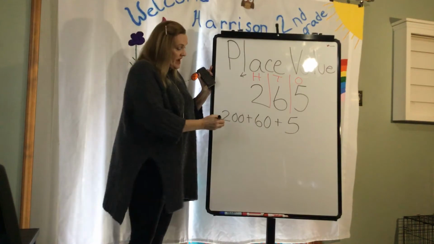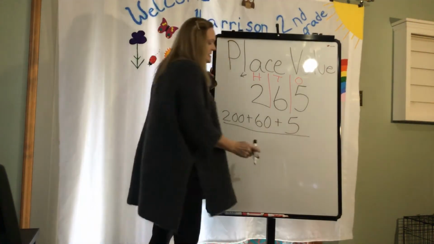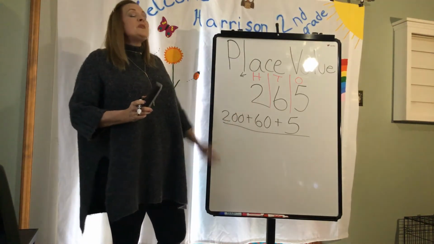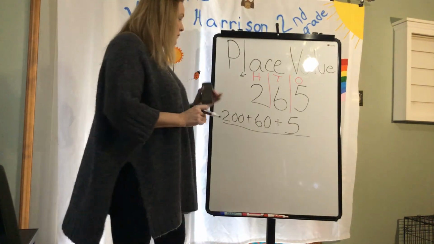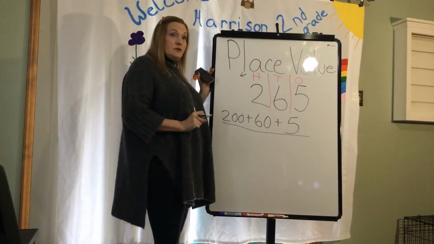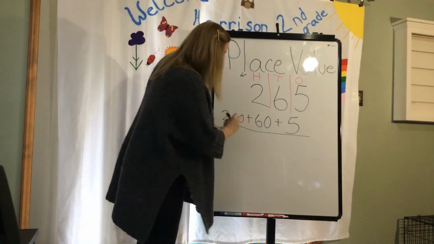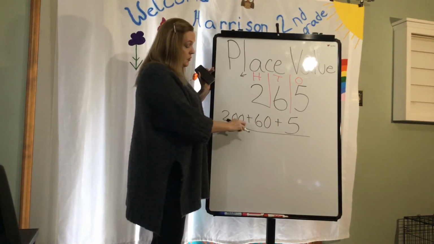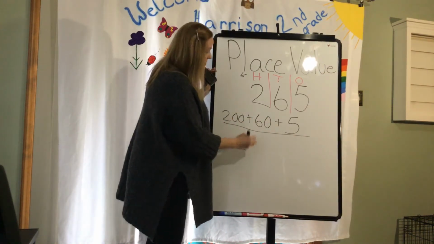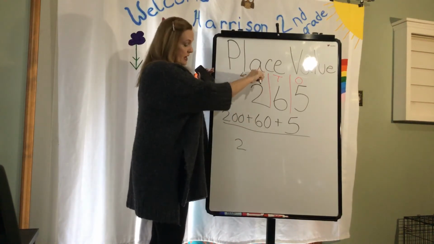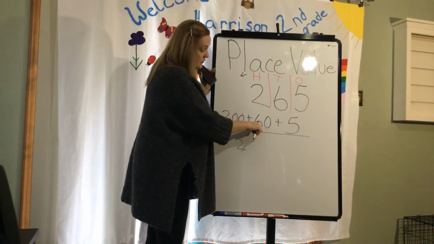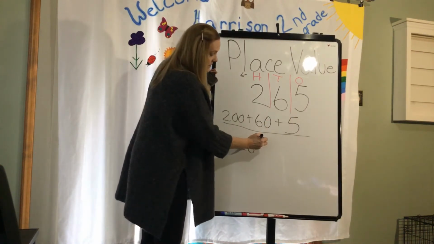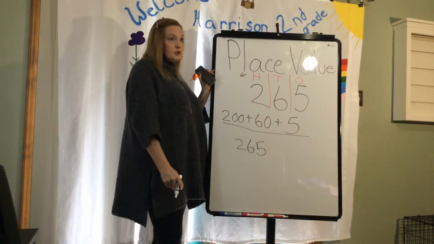265. Now, if I gave you this number in expanded form and I said, second grade, this is the expanded form of a number, but I want the standard form. You could take it back to standard form. All you would have to do is take your number from each section. 200. We have 2 hundreds. We had 2 in the 100 columns. 2. The first number from your tens, 6. And then your 5. That's all you have to do. Is just scrunch it back together.